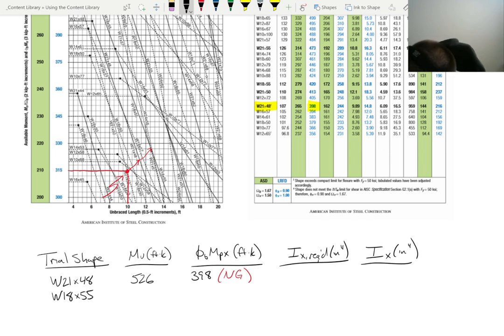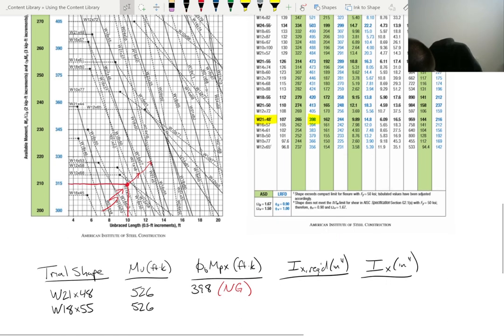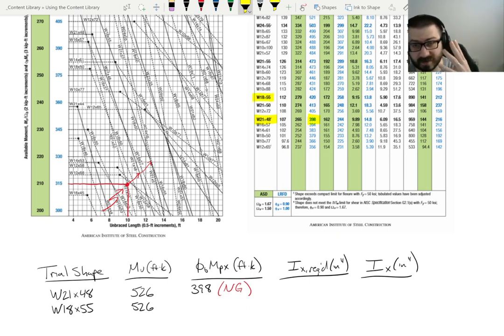Okay. This is 526. Again, that's always going to be 526. What is the flexural capacity of a W18x55? It is, or the maximum flexural capacity. So let me be clear when I say that. That is the maximum possible flexural capacity. It's 420. Again, no good.